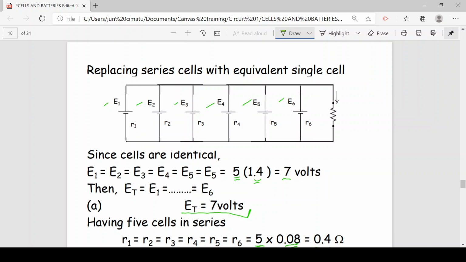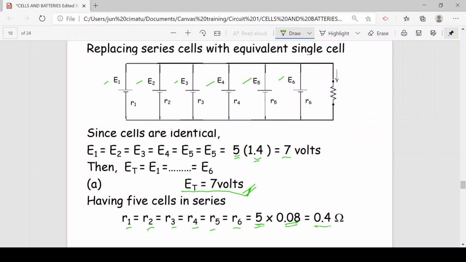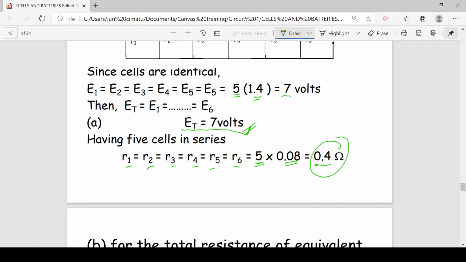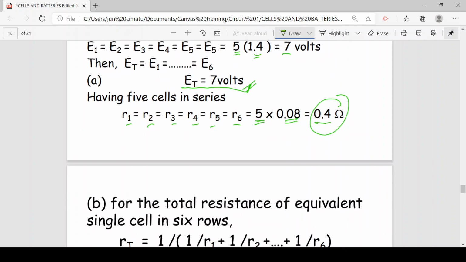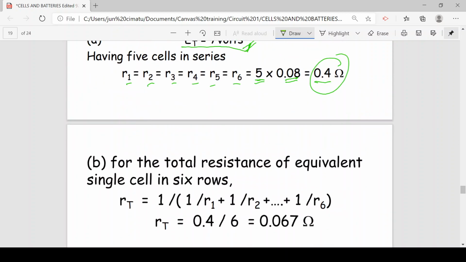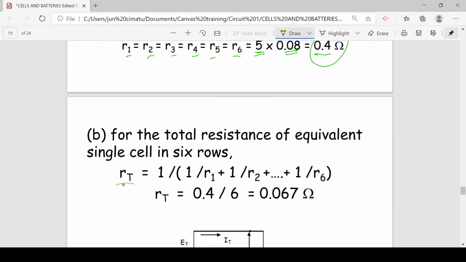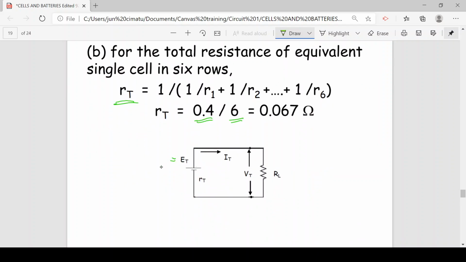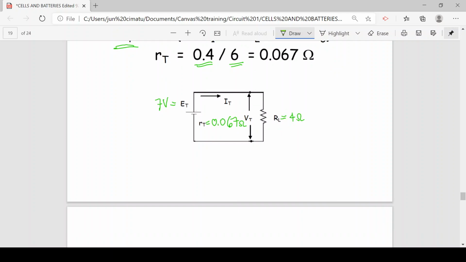Since they are identical, the total internal EMF is already known, which is 7 volts. We are now to compute the total internal resistance of the 6 cells in parallel, so we can simply divide 0.4 by 6, and that is the total internal resistance. Then we come up with the total internal EMF of 7 volts, total internal resistance of 0.067 ohms, and the R sub L is 4 ohm. We can now calculate either I total and V total.